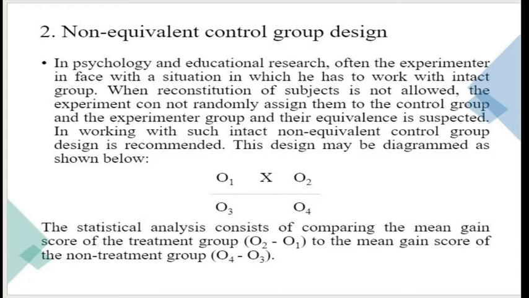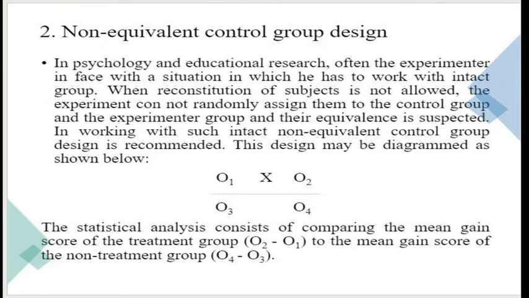This design is indicated because the experimenter is not allowed to randomly assign the groups to the experimental and the control condition. Their equivalence is not assured. This creates difficulty in controlling a variable like selection.